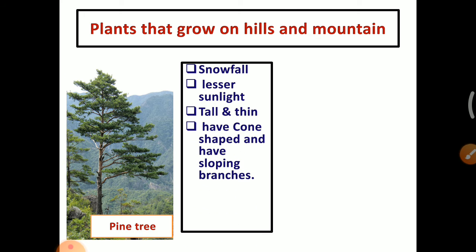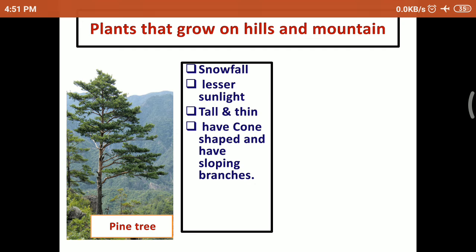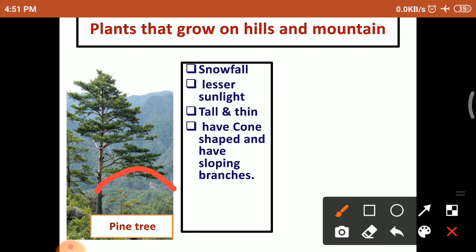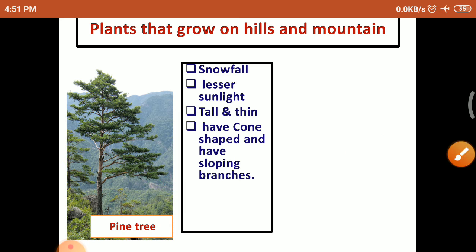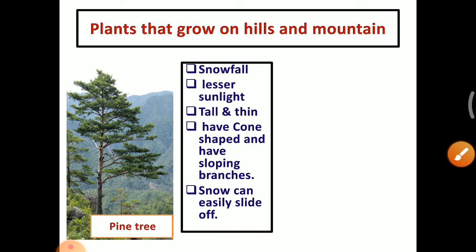And also it has a cone shape and sloping branches. If you look at the branches of these trees, they are always sloping down. Why are the branches always sloping down? Because it helps the snow slide off easily. When the branches of these trees slope down, the snow can easily slide off.